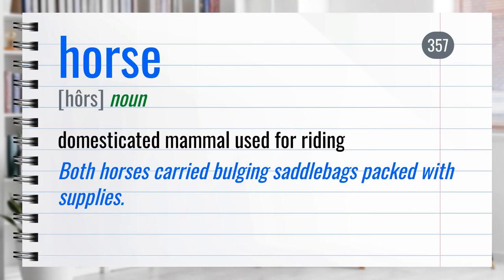Horse. Horse means domesticated mammal used for riding. For example, both horses carried bulging saddlebags packed with supplies.